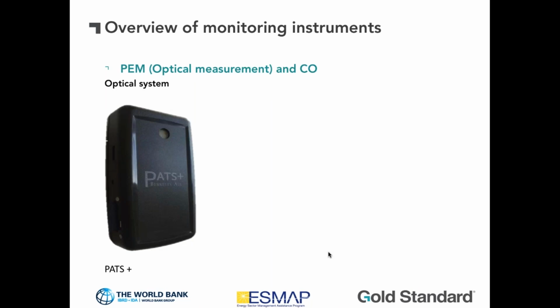This is called PATS Plus, and it is an optical measurement device that also monitors CO. This one device measures both exposure and CO, but the exposure monitoring is based on the optical approach. Before you use this PATS Plus for exposure monitoring in the project scenario, you will have to establish the correlation between gravimetric monitoring and optical monitoring, and then use this PATS Plus for subsequent exposure monitoring in future years based on the optical approach.